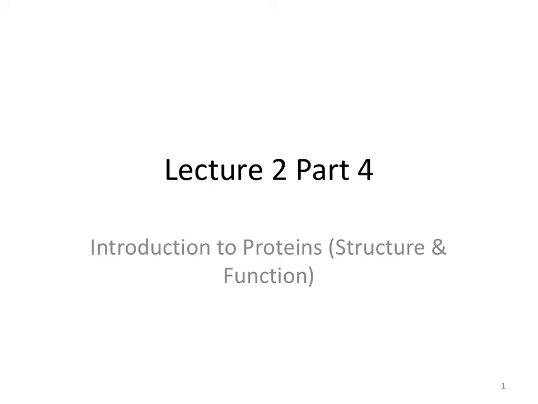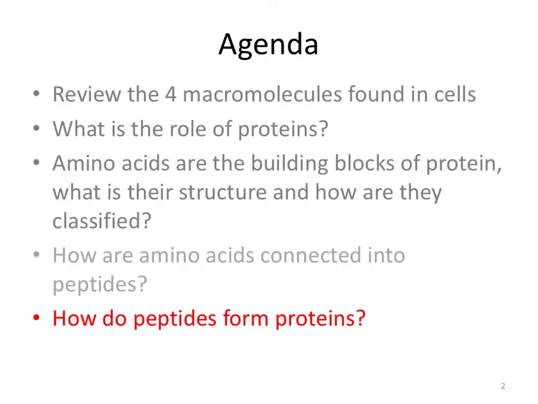Alright, welcome to part 4 of this lecture, and here we're going to consider secondary, tertiary, and quaternary levels of protein structure which are necessary to result in a final functional protein. So we're going to talk about how peptides form proteins.